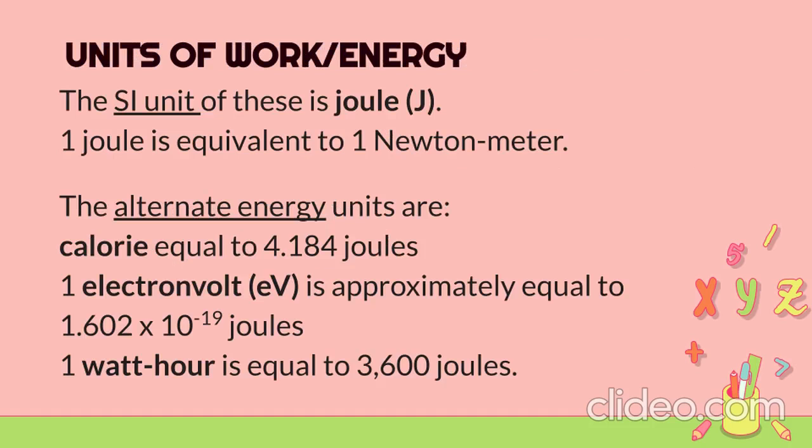The SI unit of work is joule, and 1 joule is equivalent to 1 newton meter. Sometimes we use alternate units like calorie, which is equal to 4.184 joules, or electron volt, which is approximately equal to 1.602 into 10 power minus 19 joules, and 1 watt hour, which is equal to 3600 joules.